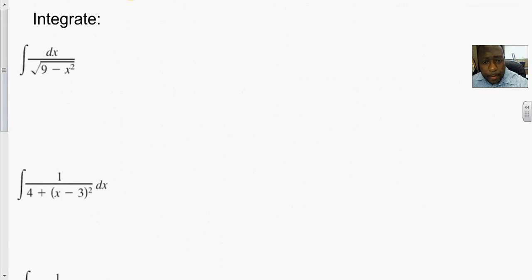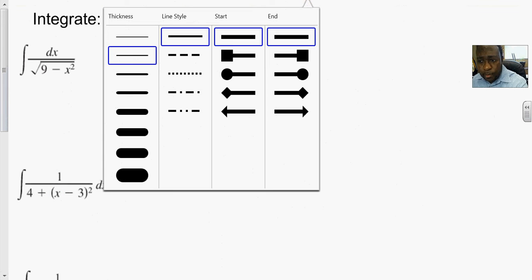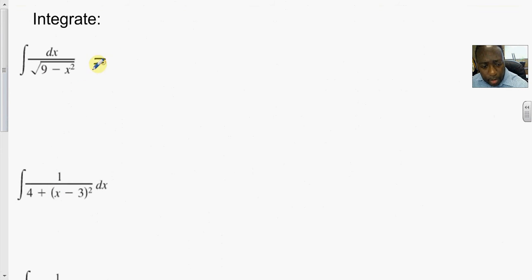So for this one, this is straightforward from the sine inverse here, where a is equal to 3 and u is equal to x. And so if that's the case, then we have sine inverse of x over 3 plus c.